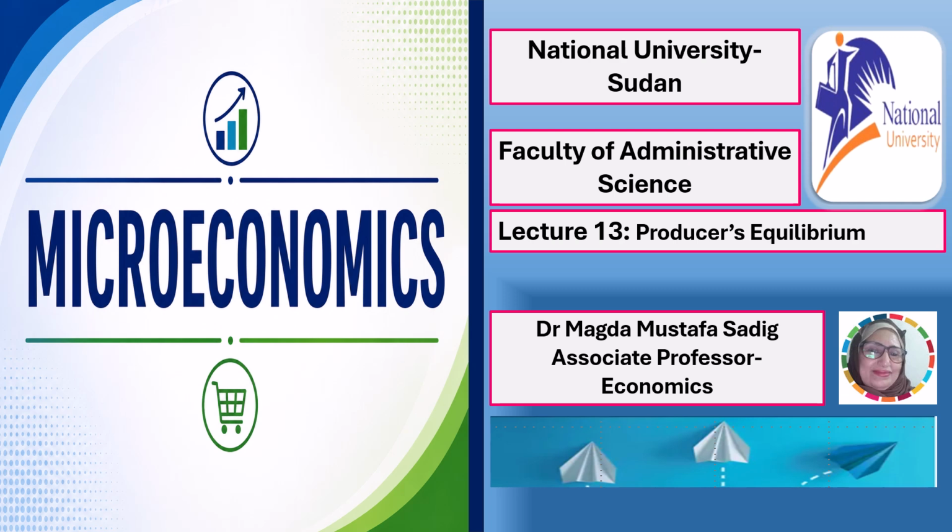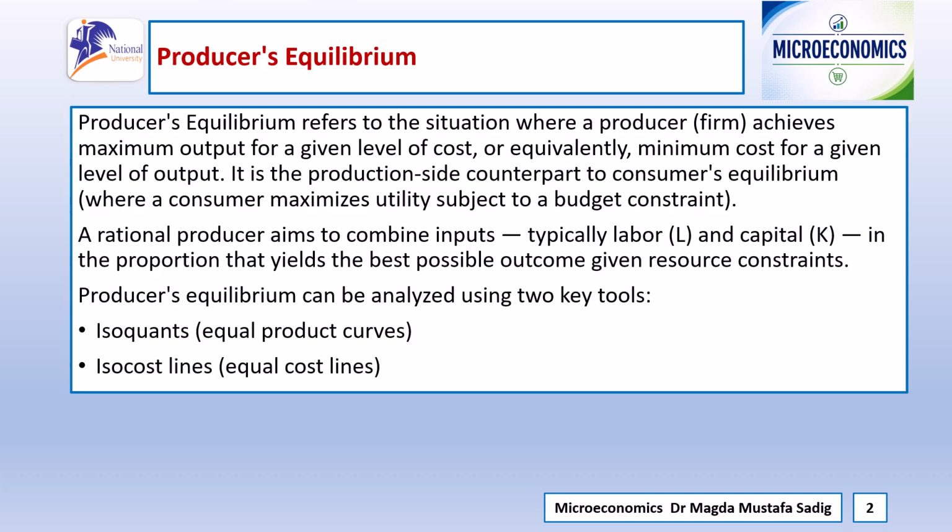By the end of this lecture, you should be able to explain producers' equilibrium, define isoquants and isocost lines, understand the marginal rate of technical substitution, MRTS, explain the equilibrium condition using the tangency approach, and apply these concepts to business decision making. Let us begin.